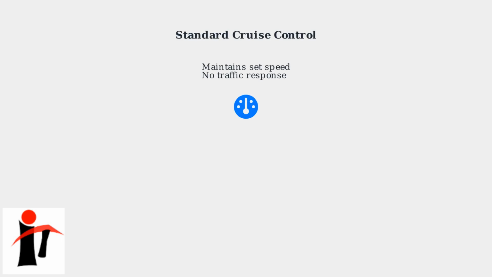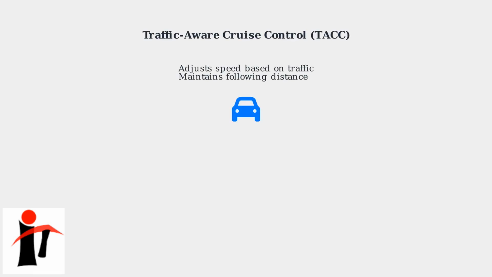Standard cruise control in the Tesla Model 3 maintains a consistent set speed that you've selected. It doesn't respond to traffic conditions or vehicles ahead. You must manually adjust speed and braking. This is the most basic level of Tesla's driver assistance features. Traffic Aware Cruise Control, or TAC, builds upon basic cruise control by automatically adjusting your speed based on surrounding traffic. It can slow down or speed up to maintain a safe following distance from vehicles ahead, making highway driving more comfortable and efficient.